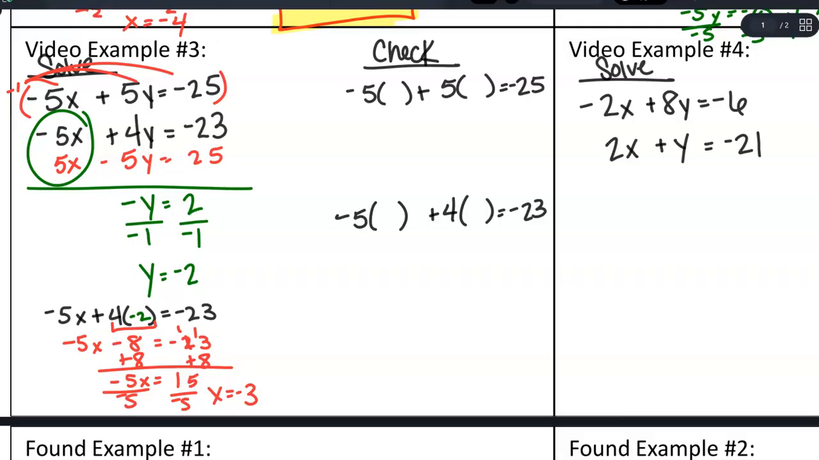Let's make sure this answer is correct. Make sure it works for both equations. So I'm going to substitute a -3 in for x and a -2 in for y. -5 times -3 would be a positive 15. 5 times -2 would be a -10. Oh man. That should have been a -15, so that would make that a positive 3. See, this is why we check.